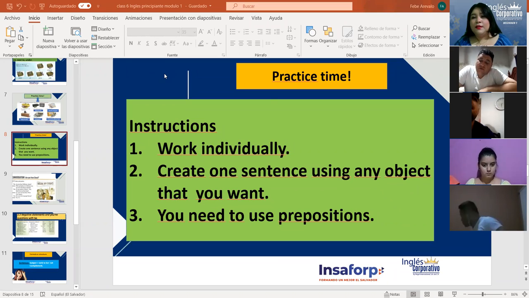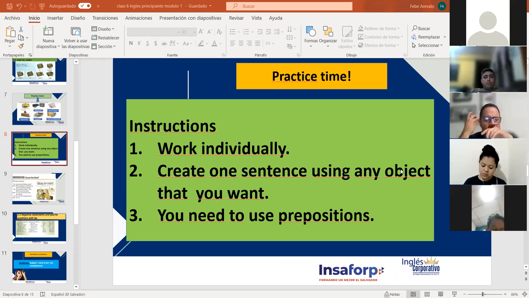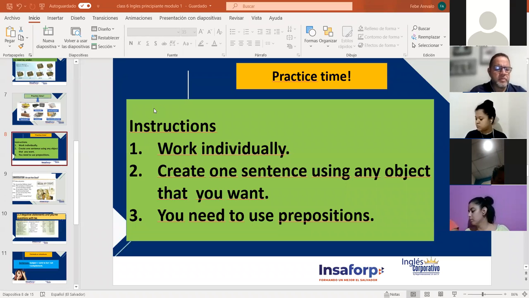Let's see. Lourdes Mendez, tell me your sentence, please. The dog is on the bed. Excellent. Very good. Thank you. Miguel Hernandez, please tell me your sentence. The ball is in front of the television. All right, that's correct. Thank you.